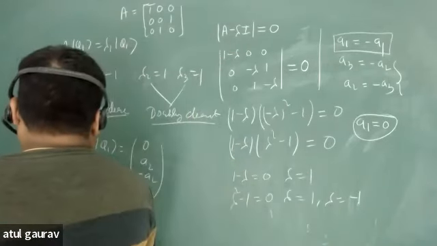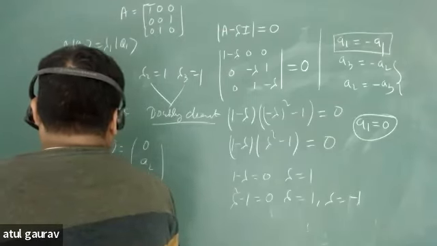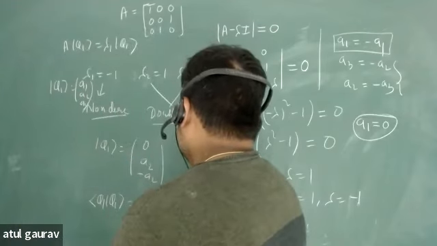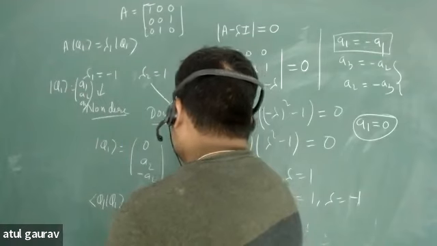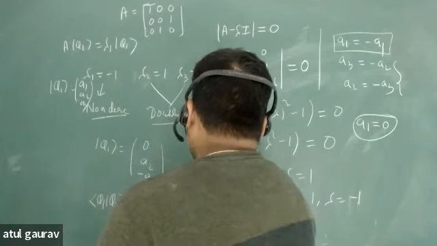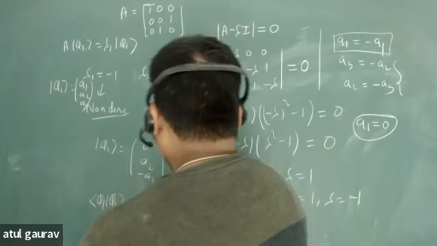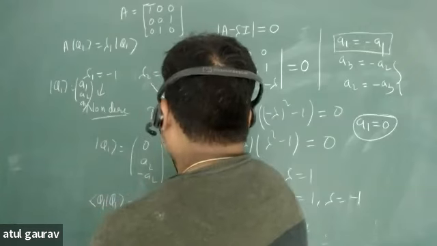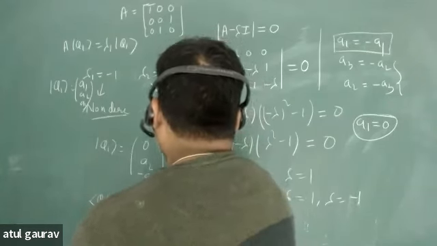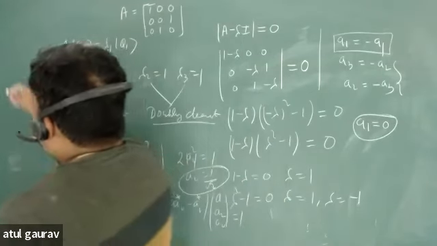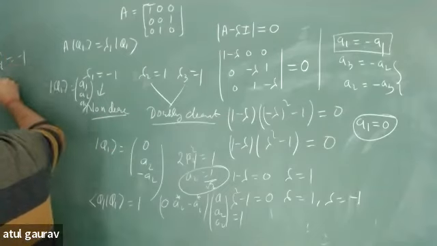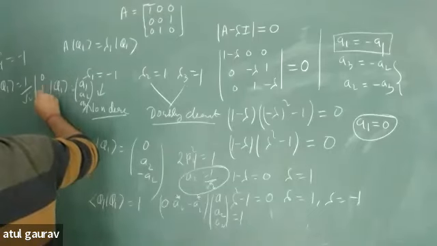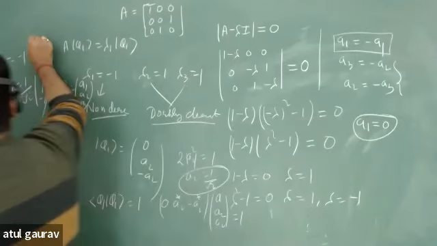So I can write phi 1 is equal to 1. What will be the normalization constant? 0, A2 star, minus A2 star, 0, must be equal to 1. So 2 times mod A2 square is equal to 1. So A2 is equal to 1 by root 2. So for lambda 1 is equal to minus 1, phi 1 is equal to 1 by root 2 times 0, 1, minus 1.